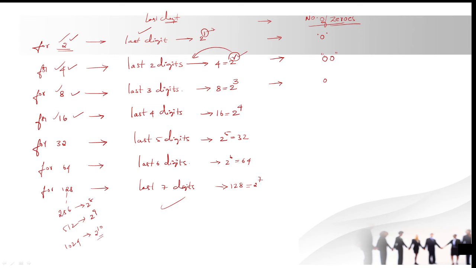So for 8 means 3 zeros. For 16 means 4 zeros. For 32 means 5 zeros. And for 64 means 6 zeros. Similarly, the remaining also. I'll give you one example for this actually. Tell me what is 1, 2, 3, 4, 5, 6, 7, 1, 2, 3, 4, 5. Is this number divisible by 32 or not?